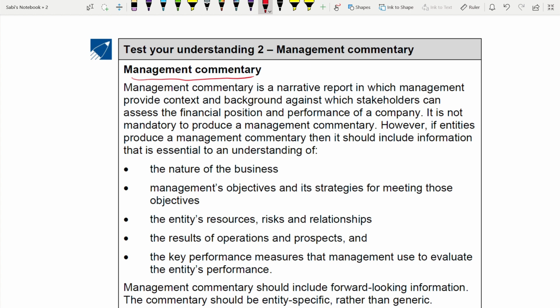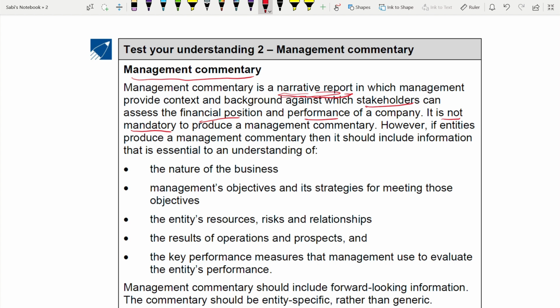So management commentary. We all know it's a narrative report. Okay, so this is a nature. It's a narrative report. It does not have numbers and all. Through this, it provides a background through which stakeholders can assess the financial position and performance of the company. So number one is a narrative report through which they can check the financial position and performance. Number two, it is not mandatory. The second nature is that it is not mandatory to produce this management commentary. It's your wish. If you want, you do, otherwise you don't. Not like financial statements where it's compulsory. So that is the second nature.